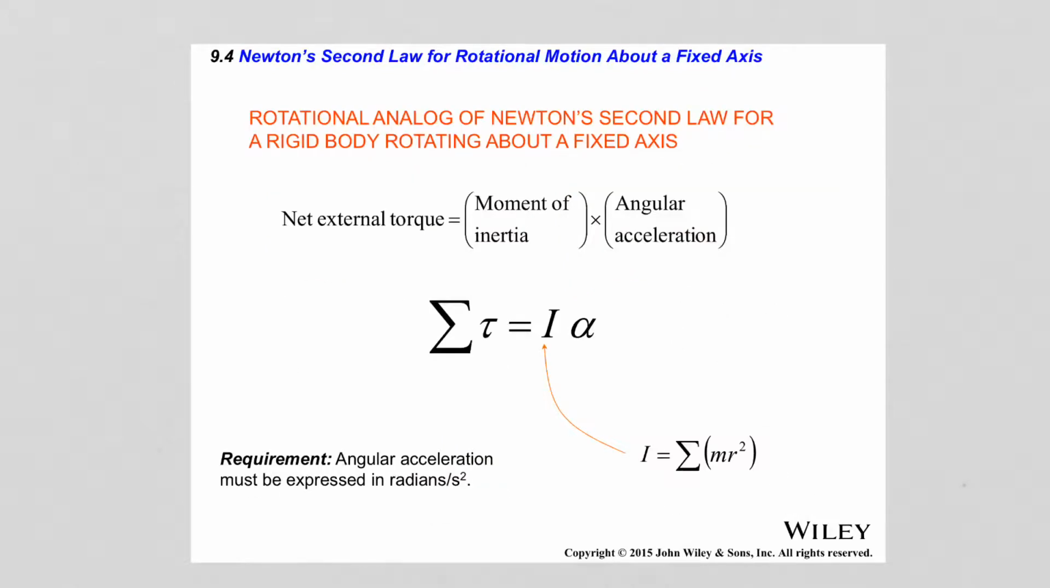And so the rotational analog of Newton's second law for a rigid body rotating about a fixed axis states that the net external torque is equal to the moment of inertia times the angular acceleration. And the moment of inertia is equal to the sum of the moments of inertia of all individual particles that make up this rigid body. For this definition to work, the angular acceleration must be expressed in radians per second squared.